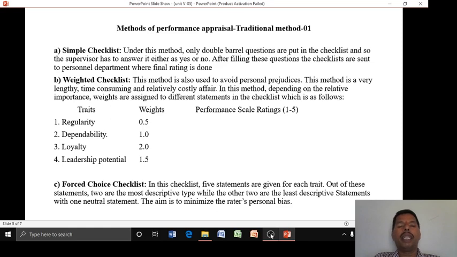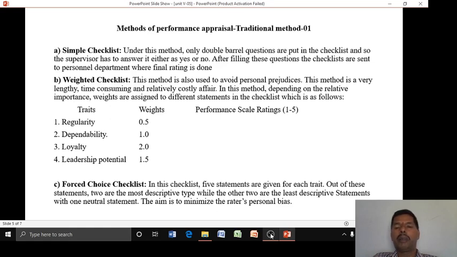This method is very lengthy and time consuming and a relatively costly affair. In this method, depending on the relative importance, weights are assigned to different statements in the checklist. So in the checklist, there will be questions, but weightage will be given to each question based on its importance. For example, regularity to work may get 0.5.